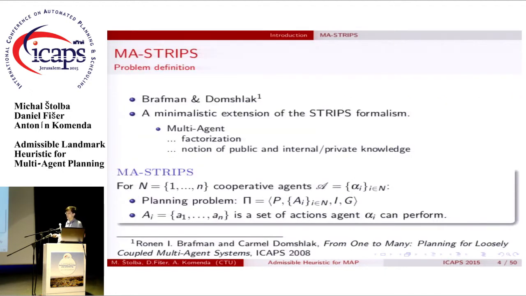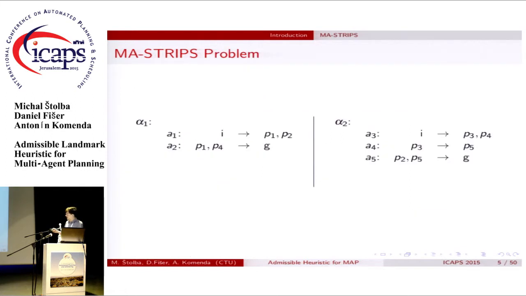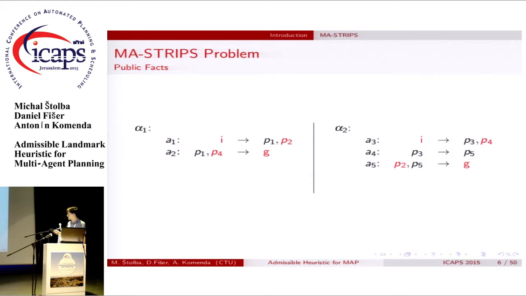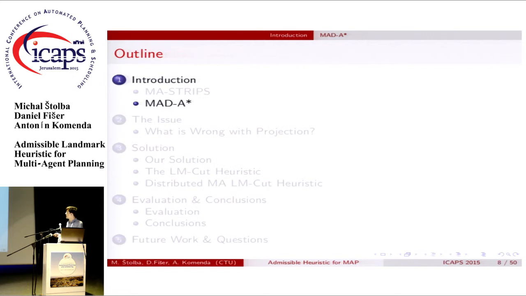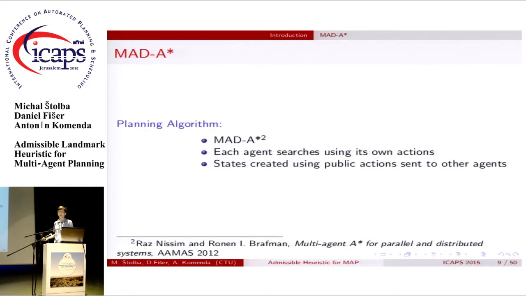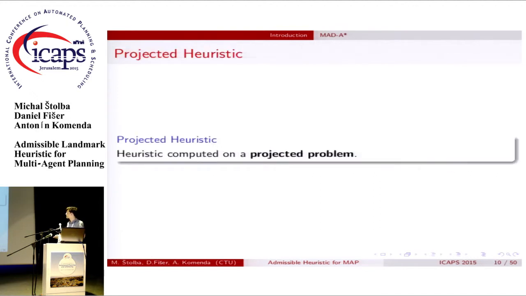Okay, so I can skip the definition of mutation strips, I guess. So we have this problem which is distributed among the agents. So each agent has just some of the actions. And the facts which are shared by the agents are public. And the actions which use the public facts are public as well. So again, we use the same search algorithm. So each agent searches its own search space and sends states which are expanded using a public action.